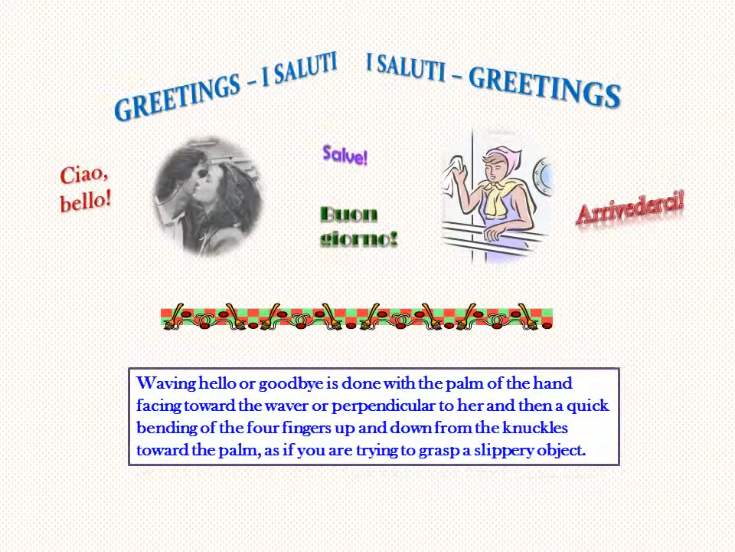When greeting each other or saying goodbye, friends and family members will hug and perhaps bestow a light kiss on both cheeks. Hand waving is done with the palm of the hand facing toward the waver or perpendicular to her, and then a quick bending of the four fingers up and down from the knuckles toward the palm, as if you are trying to grasp a slippery object.